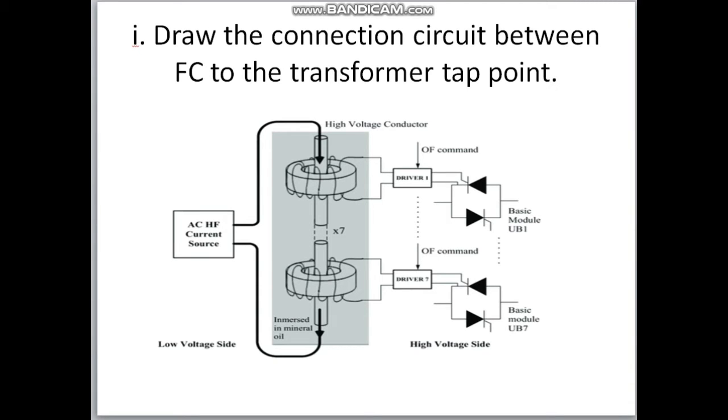Draw the connection circuit between FC to the transformer tap point. This is the high voltage conductor. This is driver 1 and this is driver 7. This is basic model UB1 and basic model UV7. This is the high voltage side and this is the low voltage side.